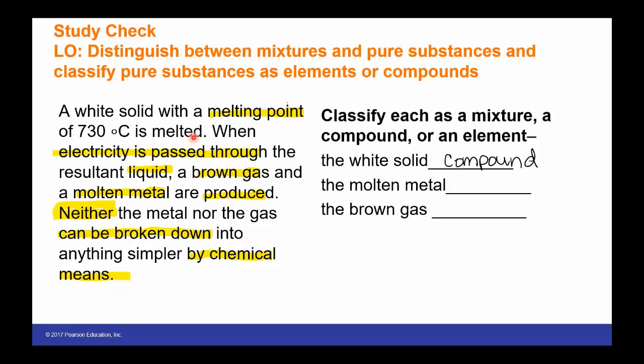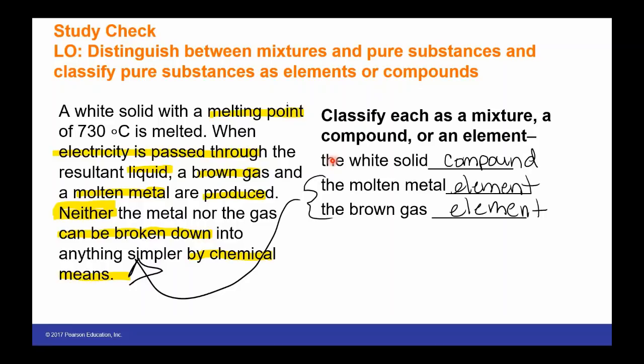What about this molten metal? Notice that it says that neither the metal nor the gas can be broken down by chemical means. So if it was a compound, we would be able to split that compound into its component elements. So are these an element or a compound? Well, since we can't break them down into something simpler by chemical means, both of these are elements.